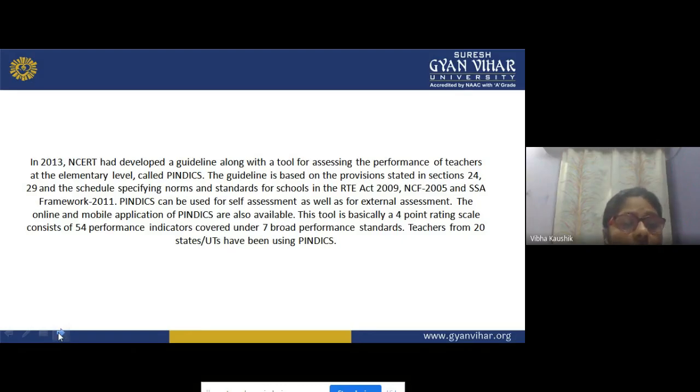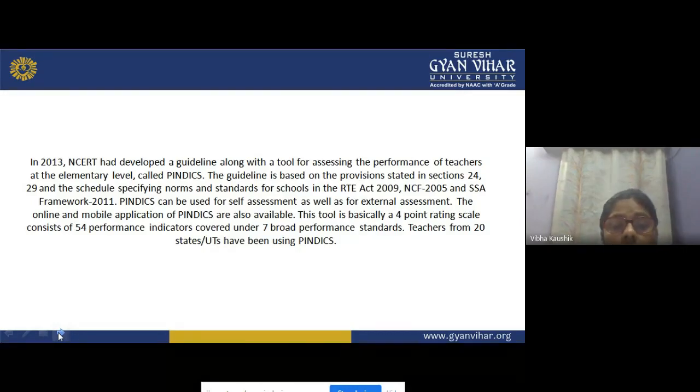The tool consists of 54 performance indicators. How many items are there? 54 items. On the basis of these 54 items, I will be able to know how I am in the teaching-learning process, or I can say these 54 items will assess my teaching-learning process.